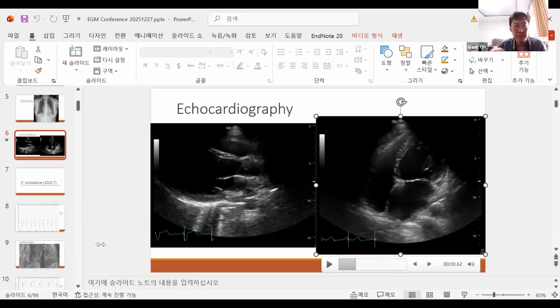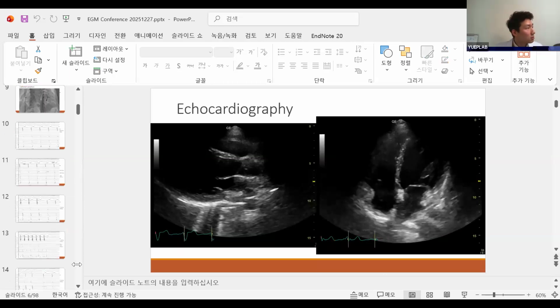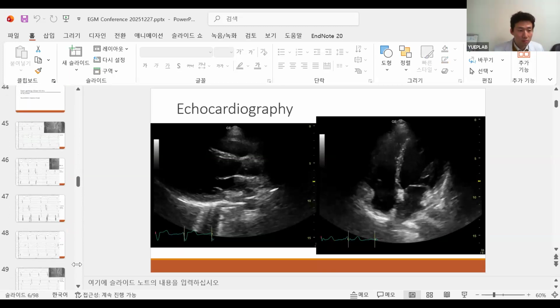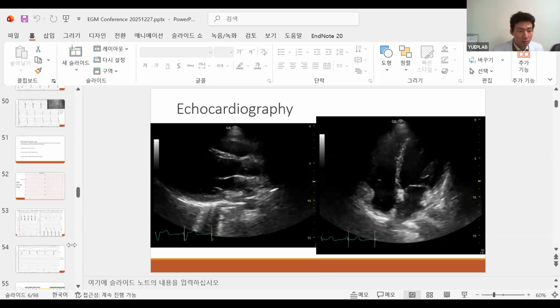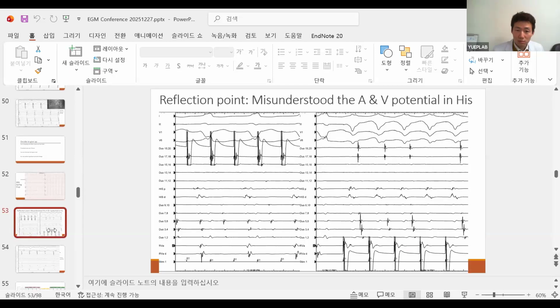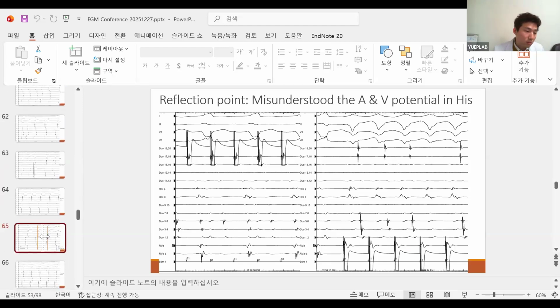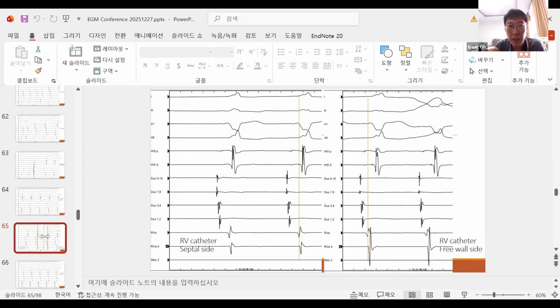Can you see there? I still don't understand exactly. You showed RV septal pacing and RV free wall pacing, and compared them to estimate the location of both. No, this is not pacing, we just moved the catheter to the RV side, the free wall side and the septal side. And what did you want to say? I didn't understand exactly.